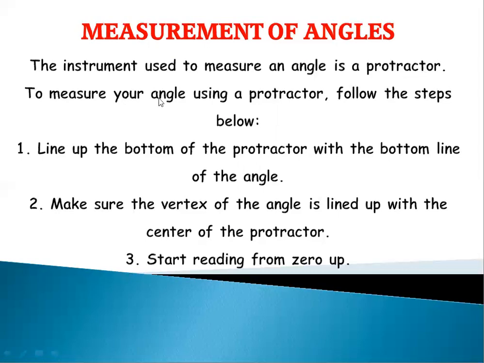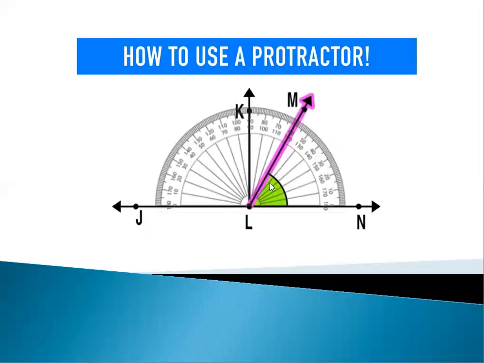To measure your angle using a protractor, follow the steps below. The first thing is you line up the bottom of the protractor with the bottom line of the angle you want to measure. Let me show you that. So this is a protractor, for those of you who do not know what a protractor looks like.